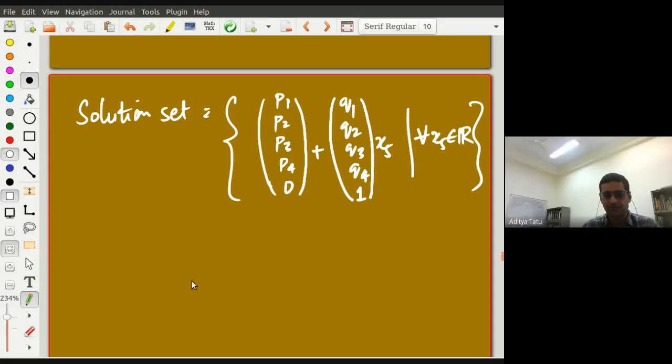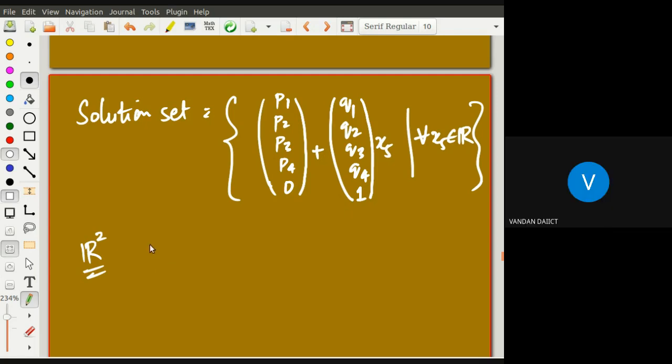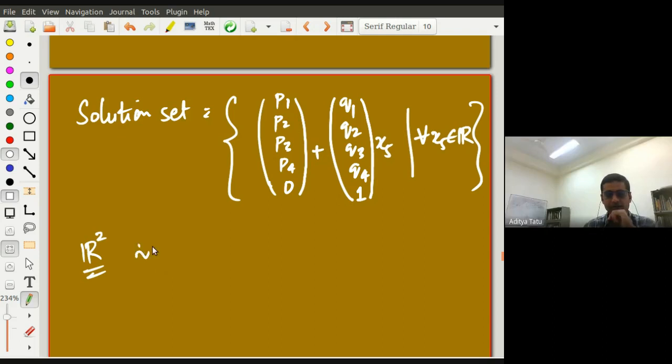So this is like, in R2, if I have to show you an analogy, these are some fixed numbers, right? P1 to P4 and Q1 to Q4. Yes? So this is basically analogous to, in R2, maybe (2, 0) plus (1, 1) times x.